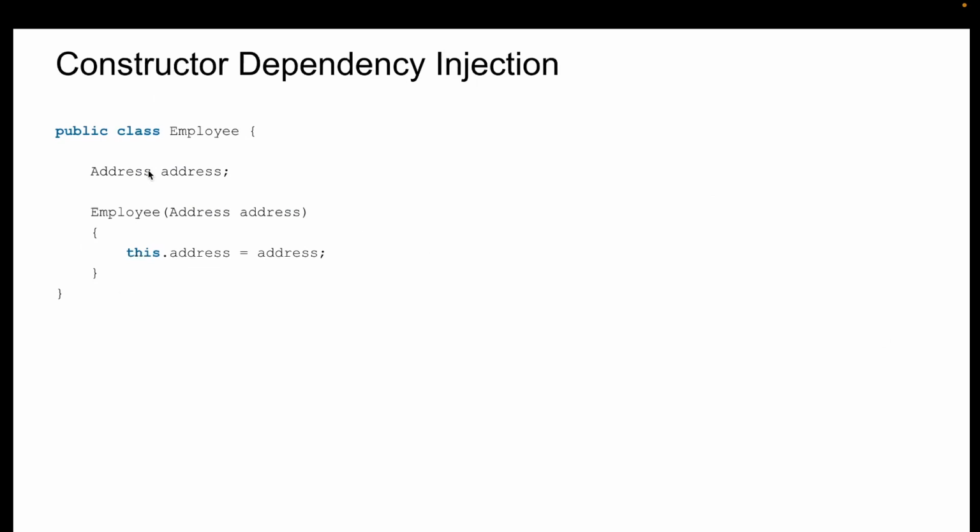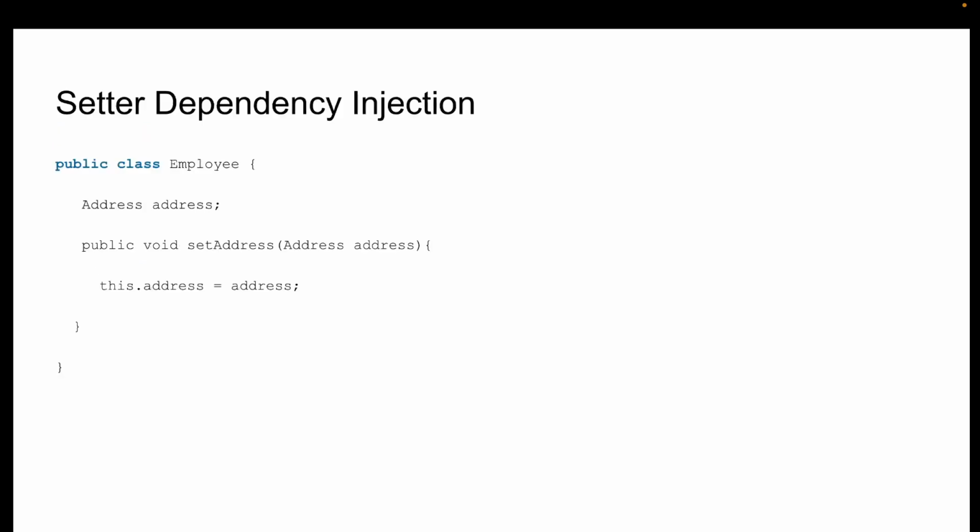Constructor dependency injection can be achieved using a constructor where you can inject the data member and initialize the data member. So address is now available in your employee class. Similarly, in setter dependency injection, you can use this setter method to inject this dependency, to inject this address dependency.